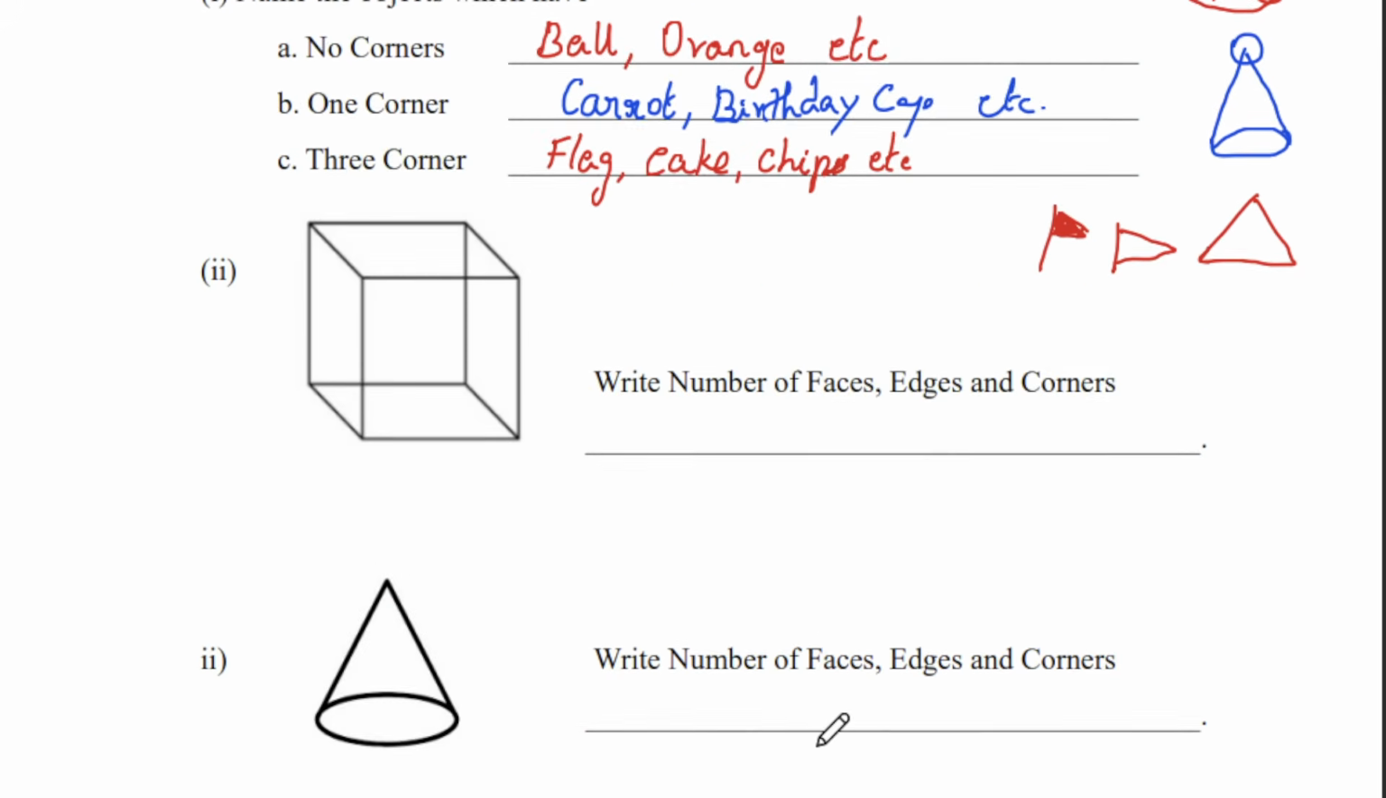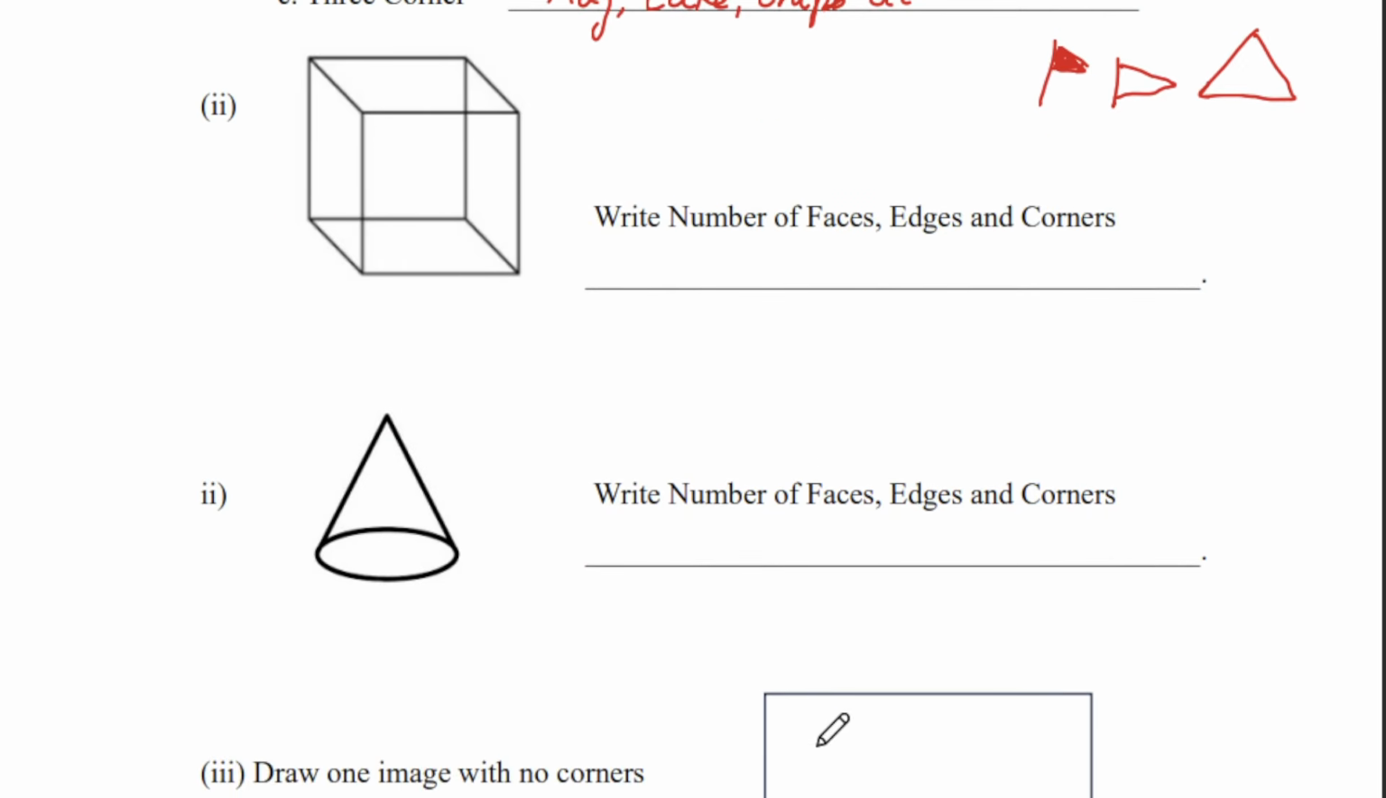Okay, next. Write the number of faces, edges, and corners. So, students, this is very important. You will be getting faces and edges in class 3, 4, and 5. In second standard, we saw the base of these things. I have explained everything in detail, so those who have missed the chapter explanation videos, you have to watch them properly.